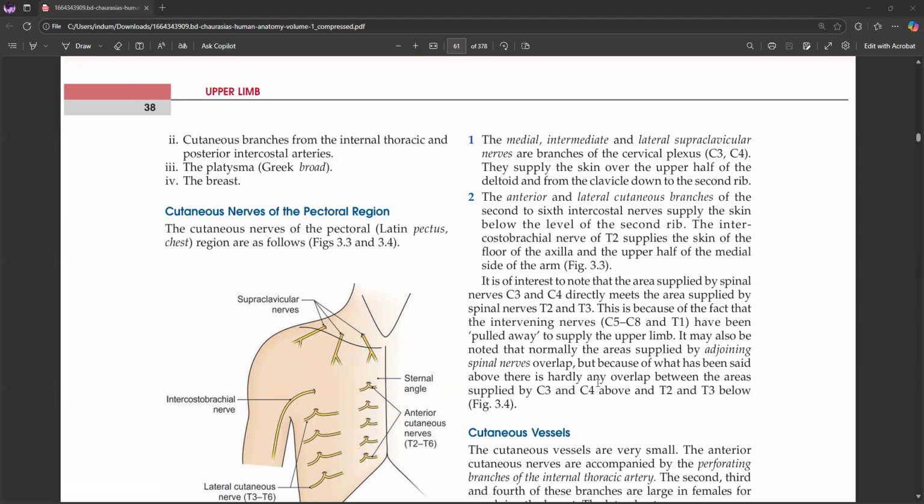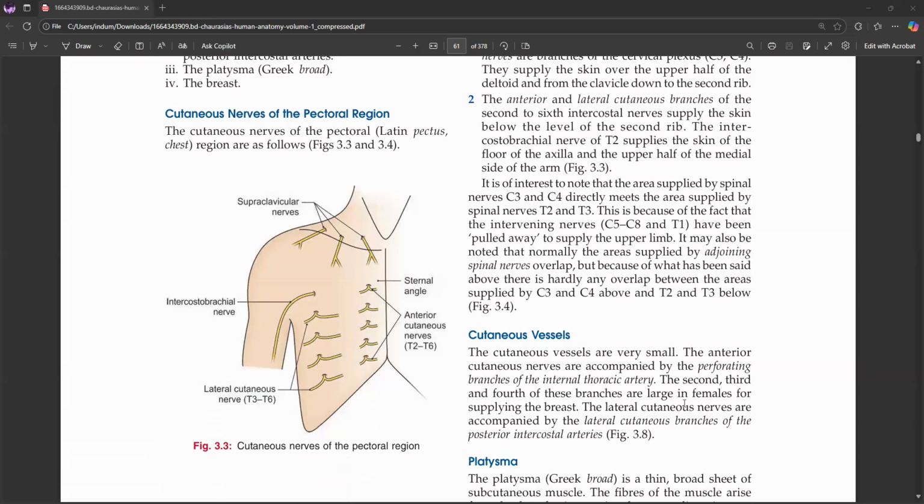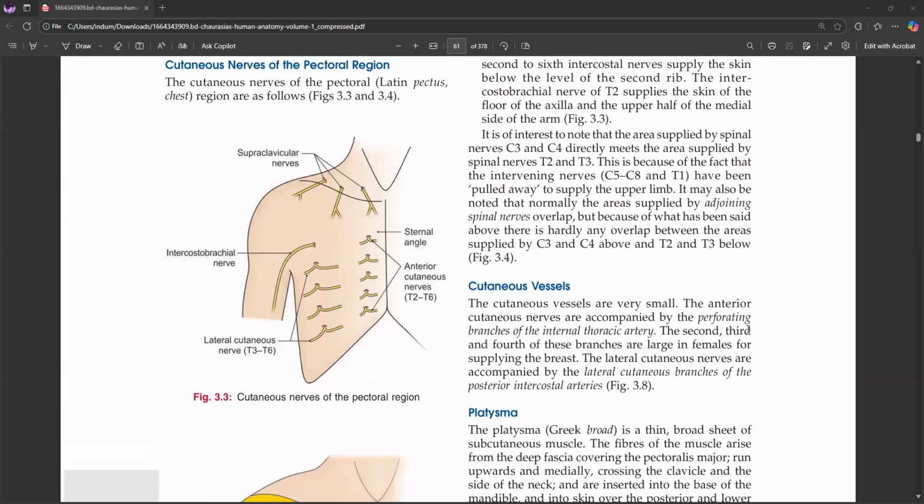The intercostobrachial nerve of T2 supplies the skin of the floor of the axilla and the upper half of the medial side of the arm, figure 3.3. It is of interest to note that the area supplied by spinal nerves C3 and C4 directly meets the area supplied by spinal nerves T2 and T3.